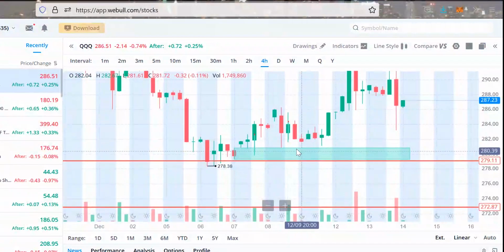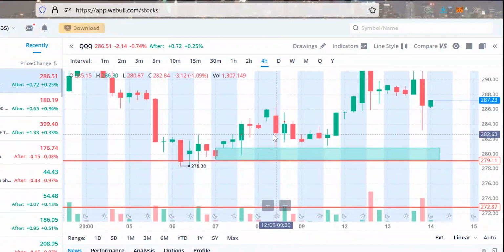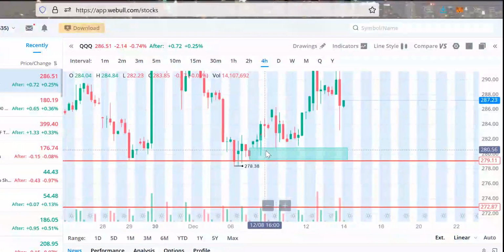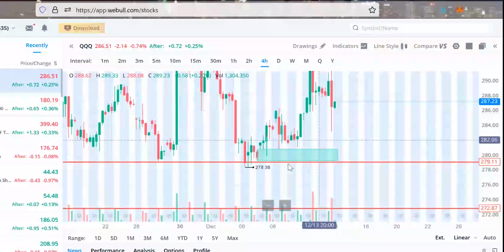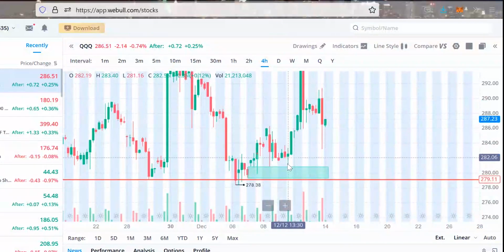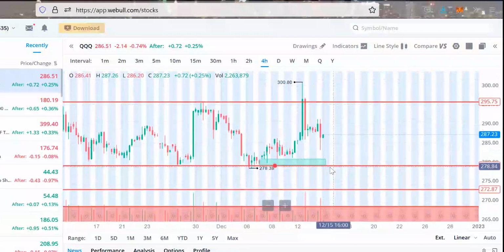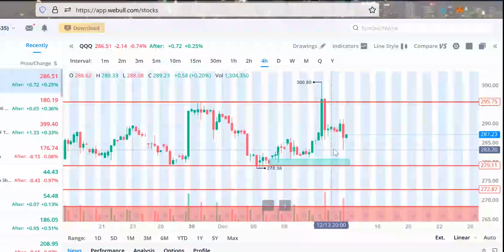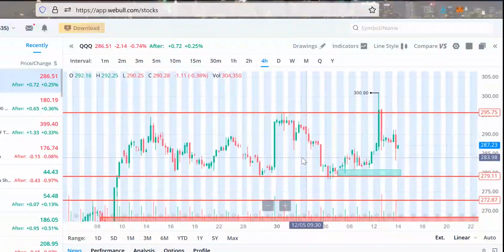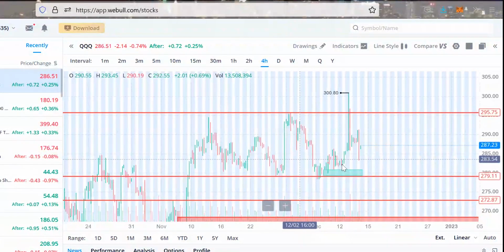As you can see right here, it touched the previous day. That means we mitigated this portion, and the next day after that literally just ripped up. This was the test, sign of strength, and it just started ripping up. That's what happened. So this is order block 2.0, you guys. This is what's happening here.